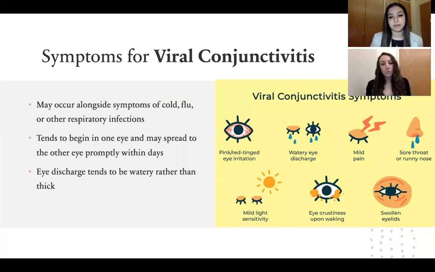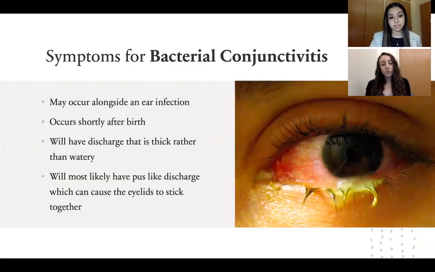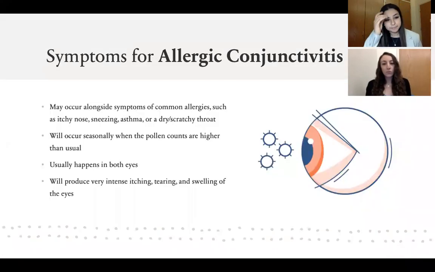Symptoms specific to viral conjunctivitis. It may occur alongside symptoms of cold, flu, or other respiratory infections. It tends to begin in one eye, may spread to the other, and eye discharge tends to be watery rather than thick. For bacterial, it may occur alongside an ear infection, occurs shortly after birth, will have a discharge that is thick rather than watery, and you'll most likely have a pus-like discharge, which causes your eyelids to stick together.